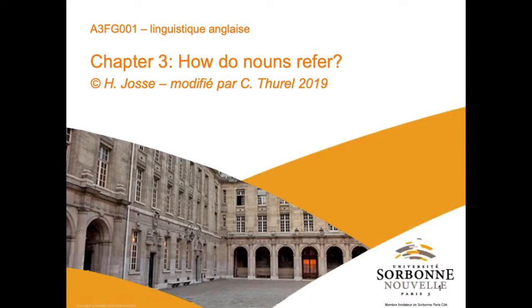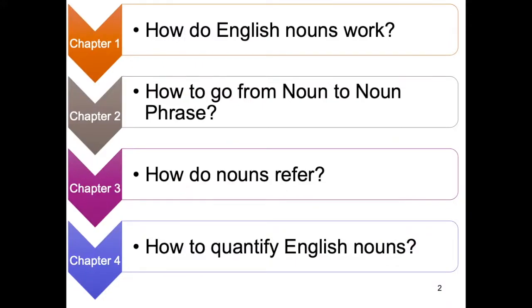So welcome to chapter 3, how do nouns refer? So this chapter will be dedicated to reference building, or détermination nominale in French. Basically, it is the idea that determiners play a part in building reference, that is to say in connecting a word with its referent in reality. So this is where we are in our general layout, chapter 3, how do nouns refer?